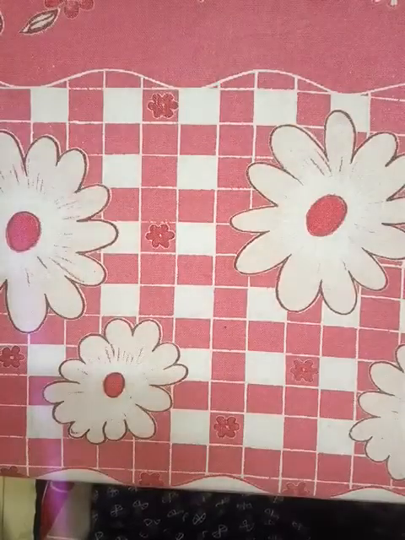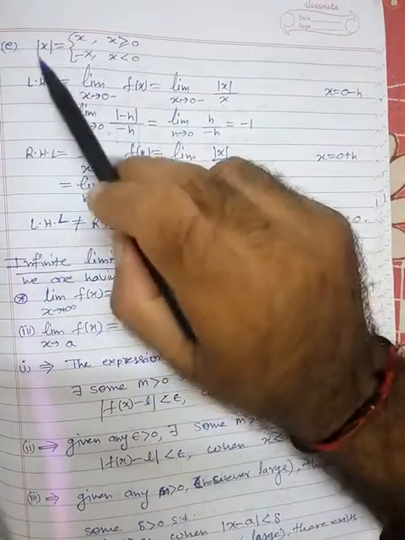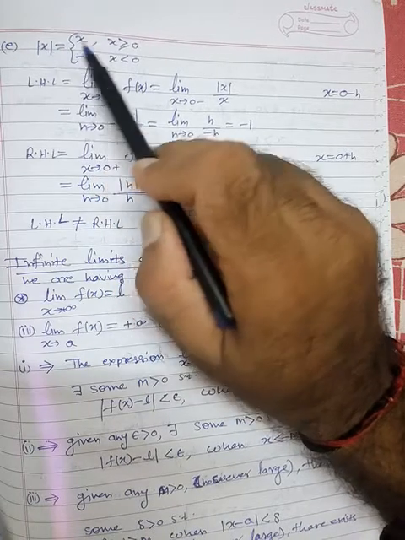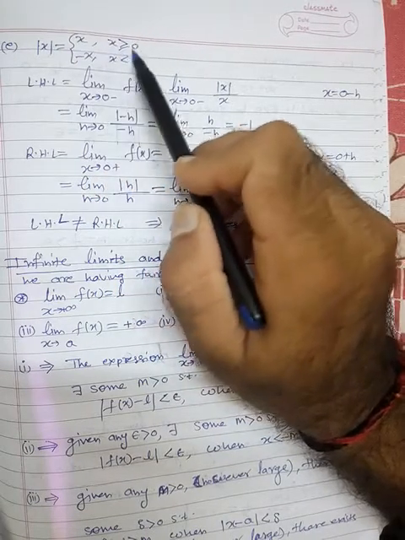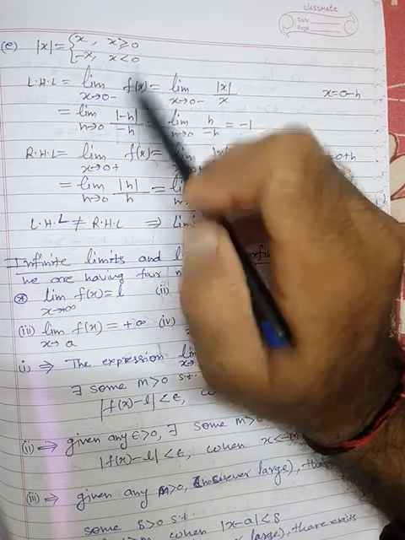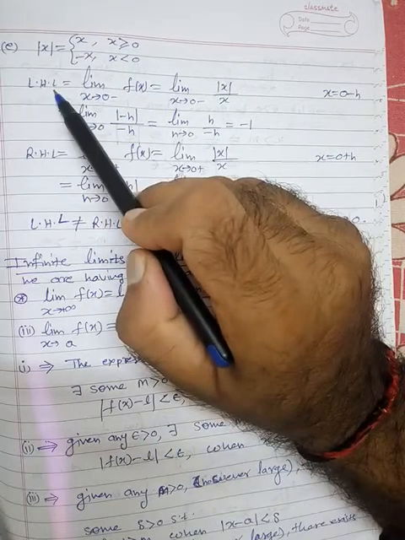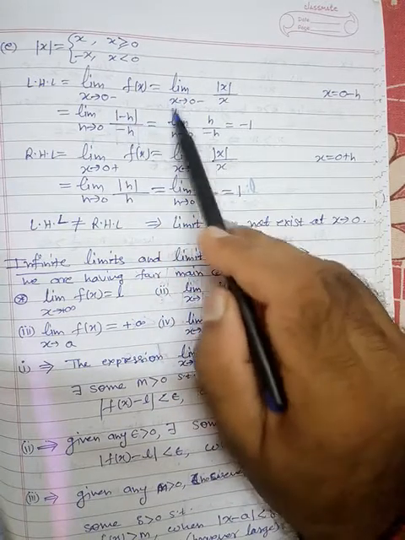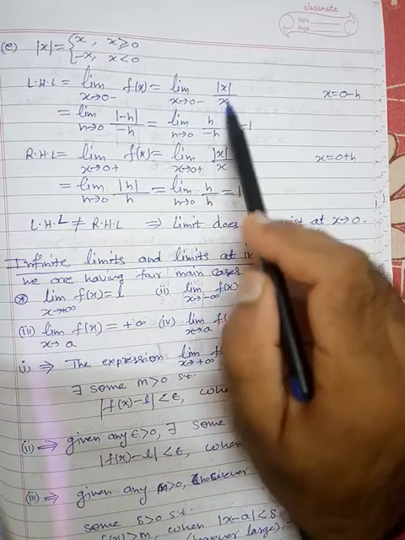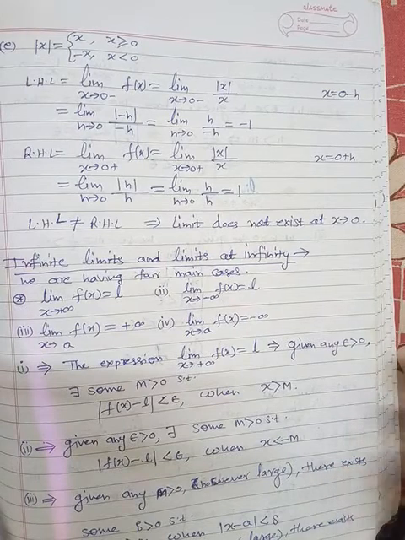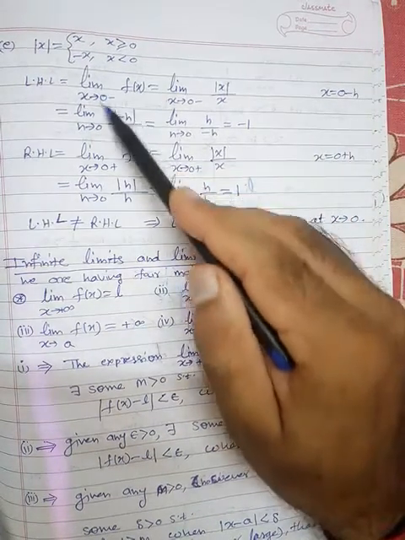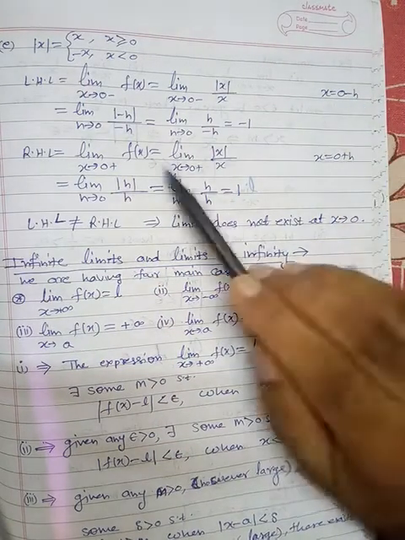Now the second, last part. Magnitude of x. The function is magnitude of x divided by x. What is the definition of magnitude of x? This is equal to x when x is greater than or equal to 0 and minus x when x is less than 0. So first find out the left hand side limit. So limit x tending to 0 minus f of x, which is equal to limit x tending to 0 minus magnitude of x divided by x. So now x is equal to 0 minus h because the point is 0. So 0 minus h. Substitute the values.